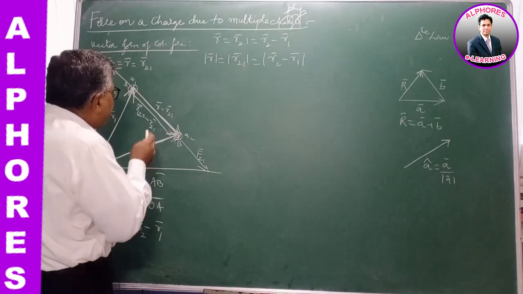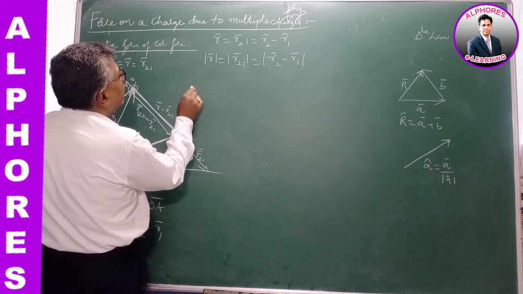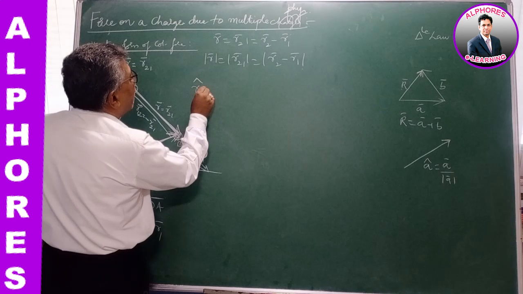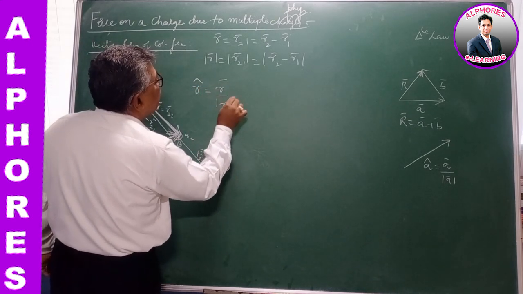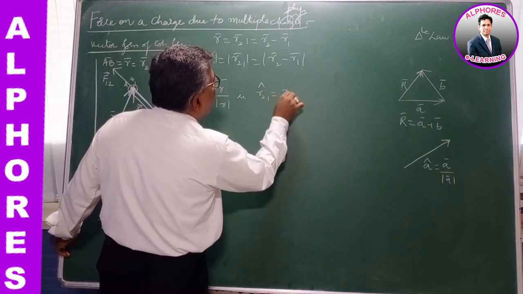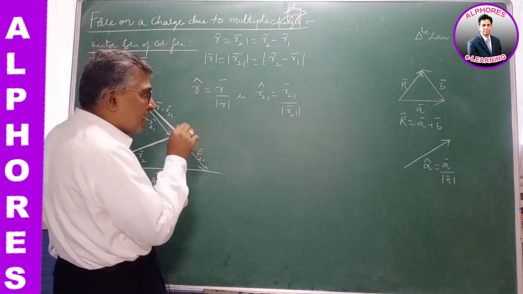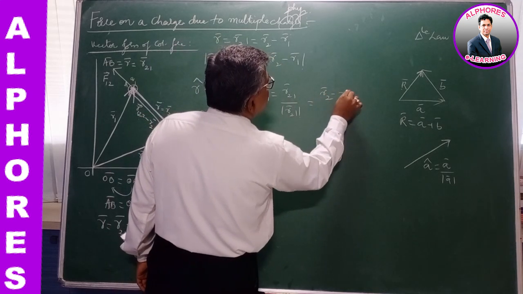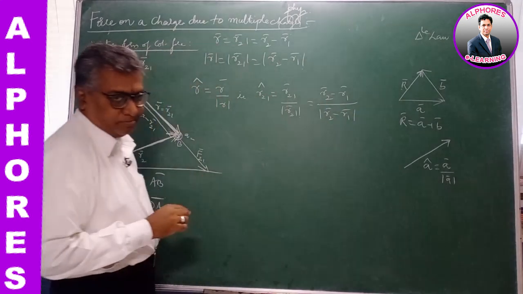Now I want the unit vector in the direction of R bar. So the unit vector along R bar is represented as R cap. So R cap is R bar by mod R bar. That is, R21 cap is equal to R21 bar by mod R21 bar. That is, R2 bar minus R1 bar by mod of R2 bar minus R1 bar.